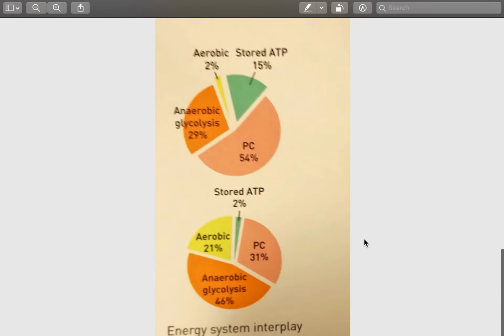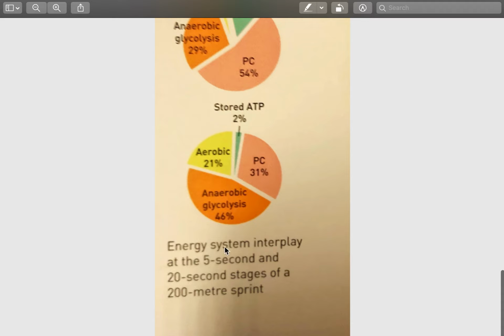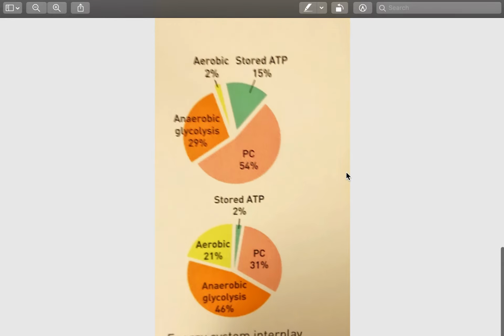This final one was a graph on page 129 that I really liked. It talks about the interplay, which is today's lesson, of the energy systems, all of them, as well as stored ATP, at both the 5-second and the 20-second point of a 200-meter sprint. So this is an all-out sprint. So 5 seconds in, we're using 15% of our stored ATP. Then we start to kick in.